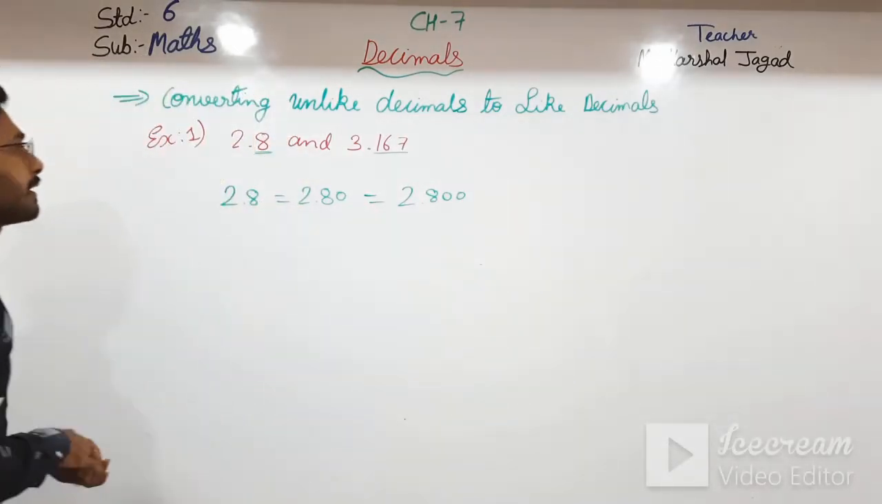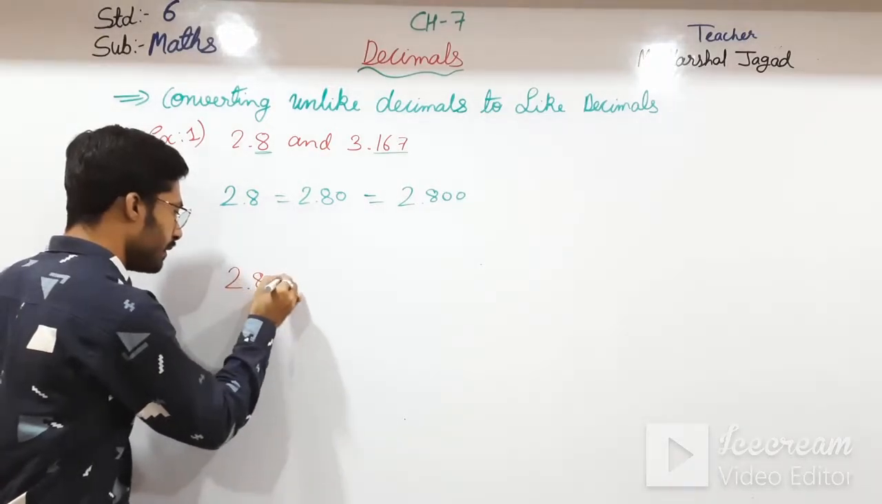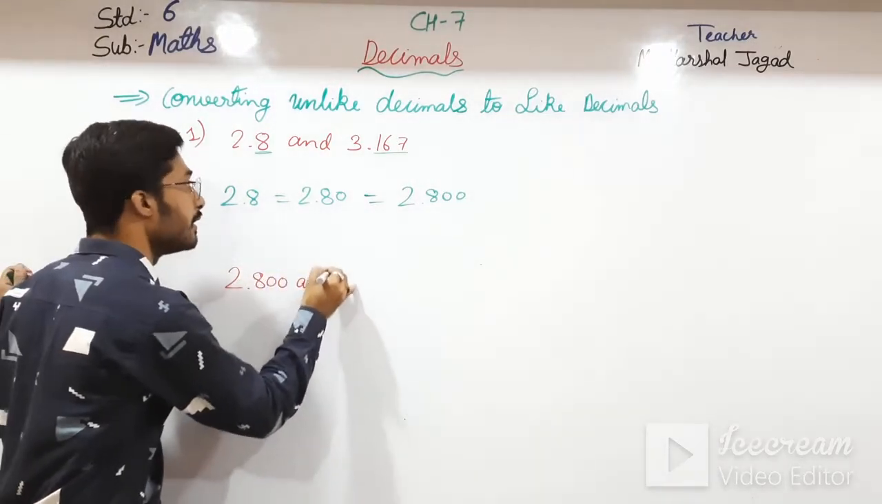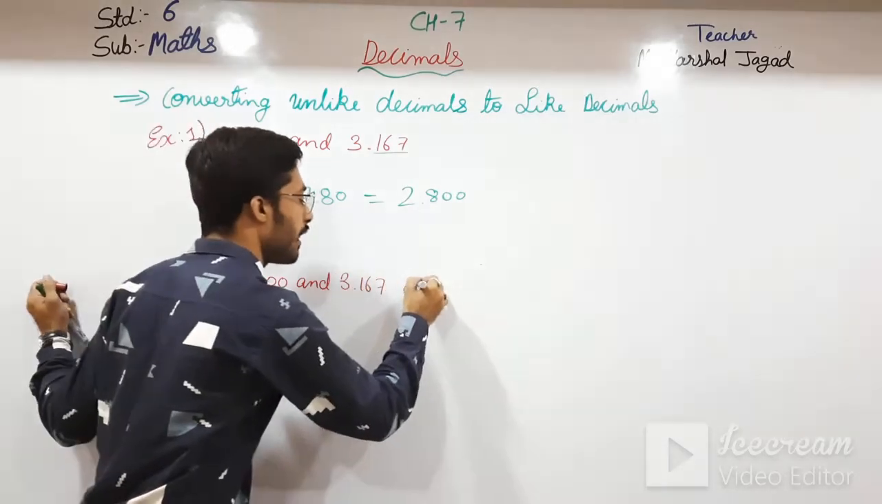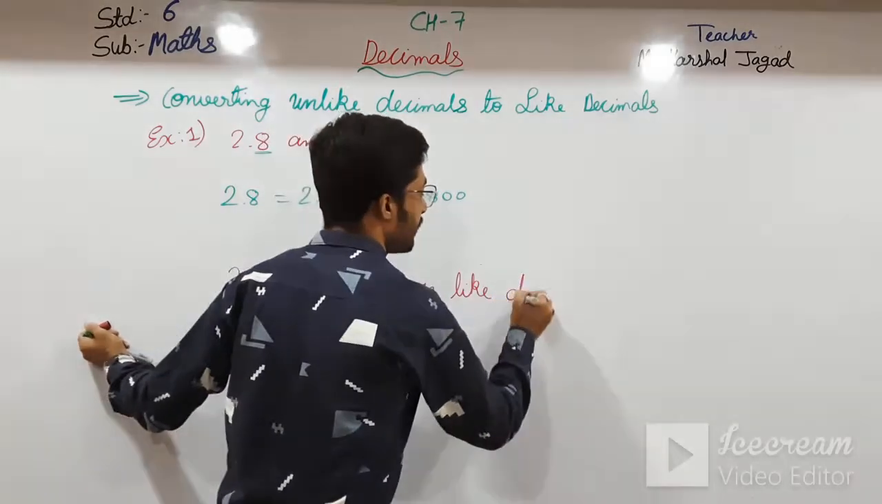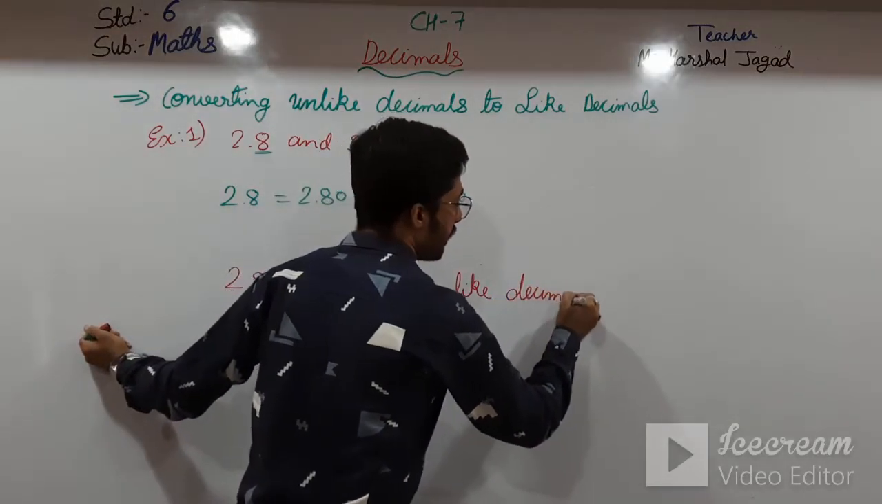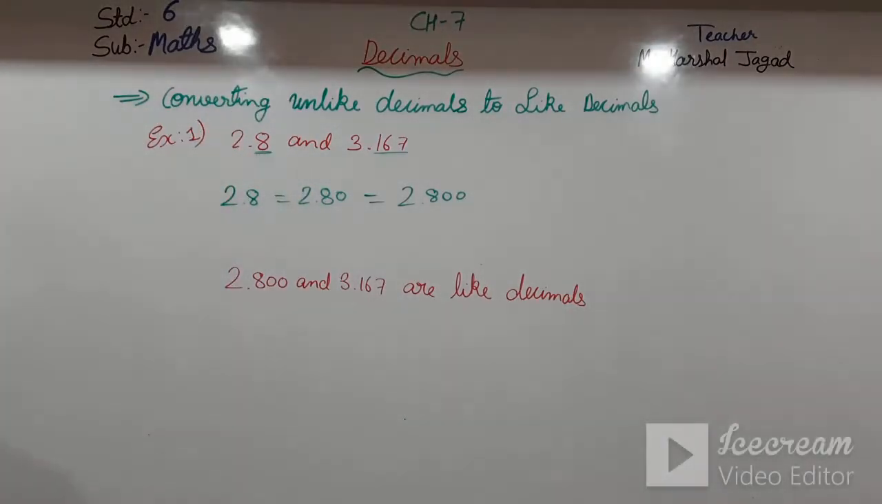So here we can say that 2.800 and 3.167 are like decimals. Yes or no, students? So please do it.